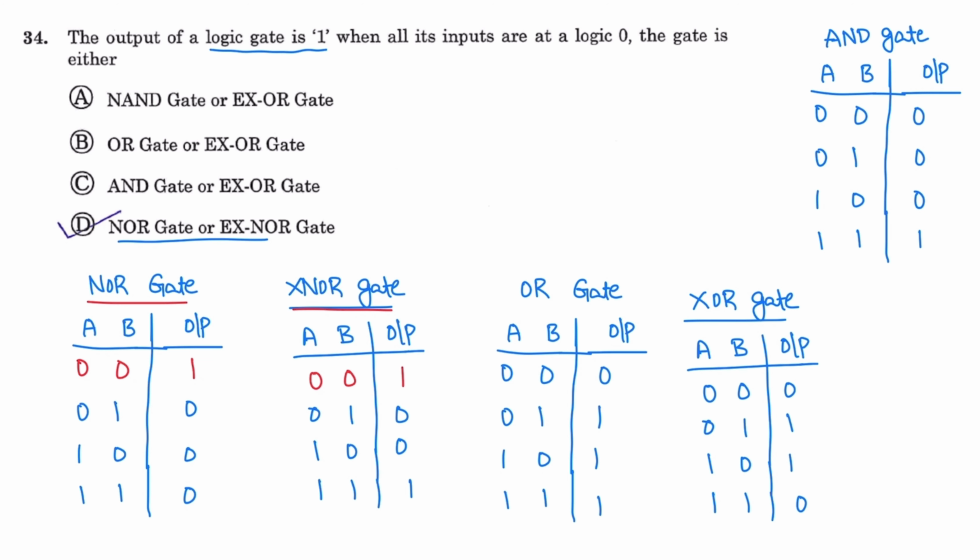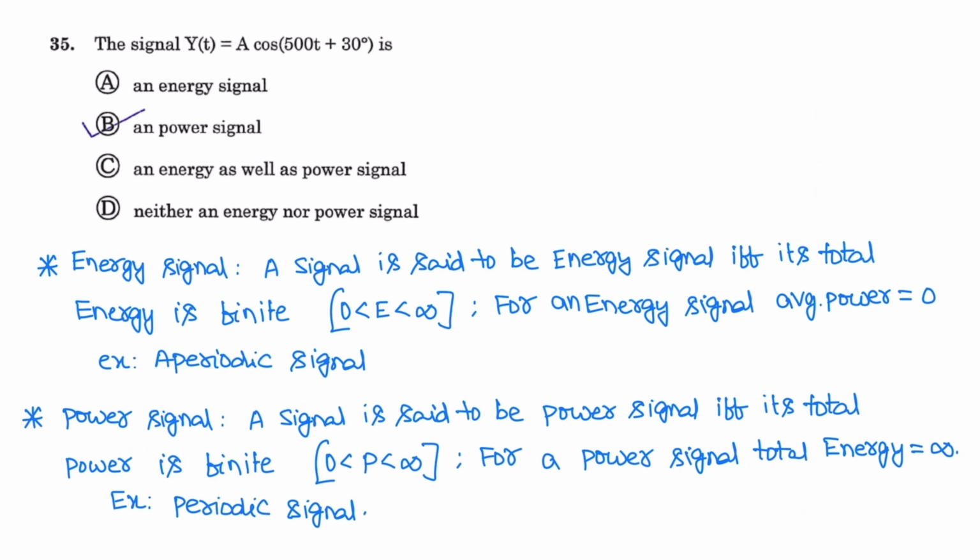A signal y(t) = A cos(500t + 30°). So it is a cosinusoidal signal, which is an example of a power signal, because all periodic signals are power signals. A signal is said to be a power signal if and only if total power is finite. The power for this signal is P = A²/2 and energy is infinite. So energy of this signal is infinity.